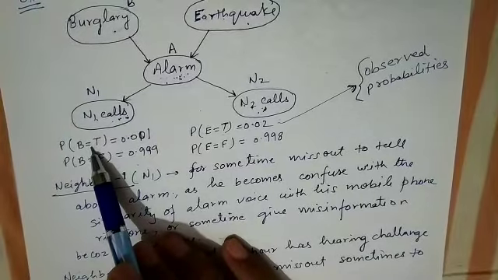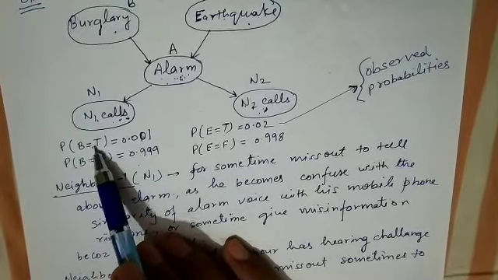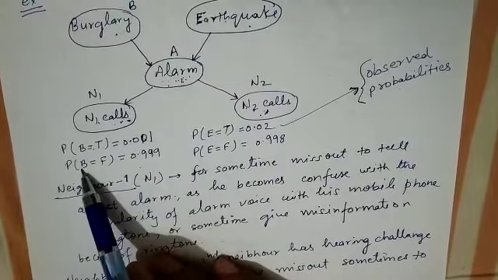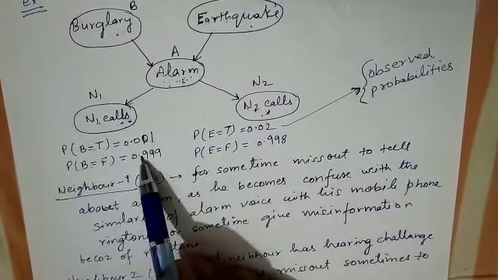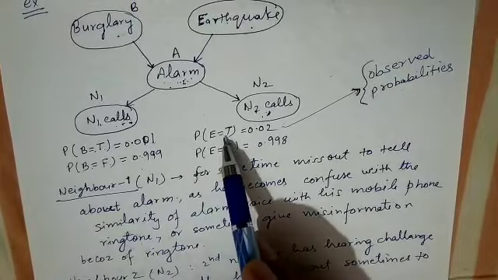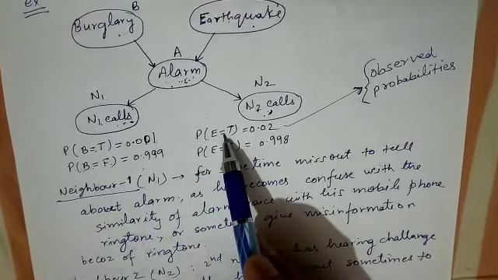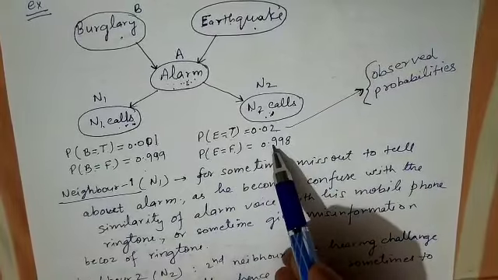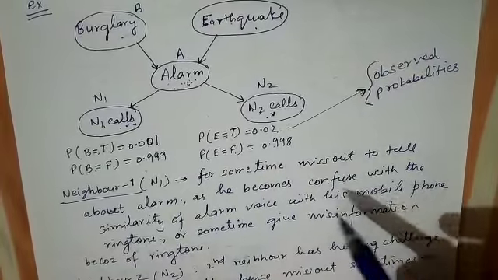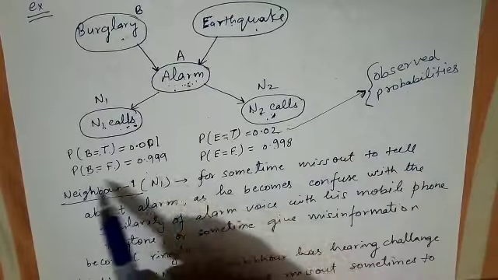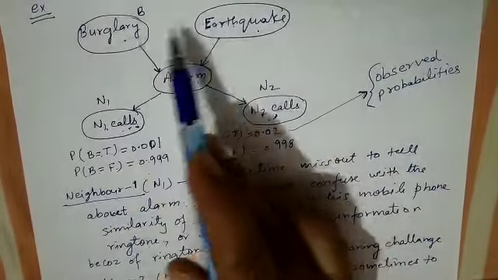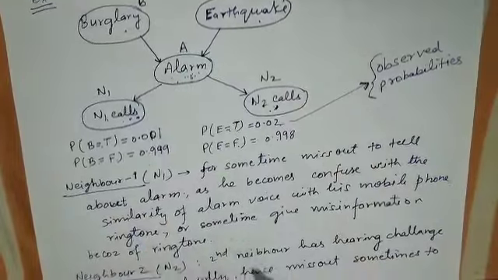Probabilities of burglary to happen, that is only 0.001. Probability of burglary not happening, that is 0.9999. Probability of earthquake to happen, that is 0.02. Probability of earthquake not to happen, 0.9998. So basically these are the observed probabilities given for these two conditions, burglary and earthquake.